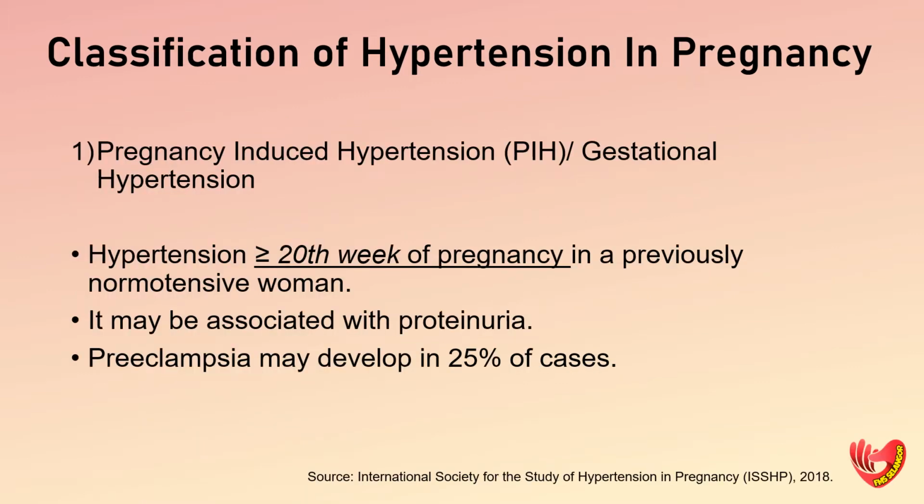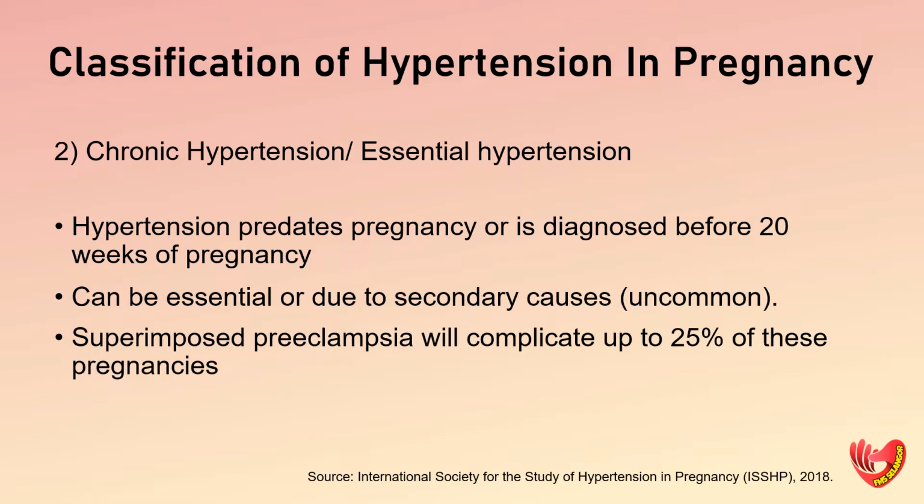Pregnancy-induced hypertension. This is when the hypertension occurs at the 20th week of pregnancy or later in a previously normotensive woman. It may be associated with proteinuria, and please note that preeclampsia may develop later in 25% of these cases. Chronic hypertension. This is when the hypertension predates the pregnancy or is diagnosed before the 20th week of pregnancy. It can be essential or due to secondary causes, which is uncommon. Please note that superimposed preeclampsia will complicate up to 25% of these pregnancies as well.